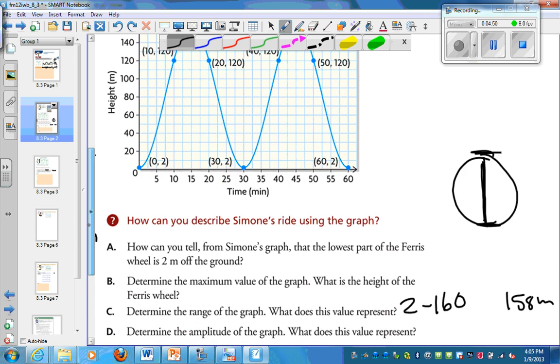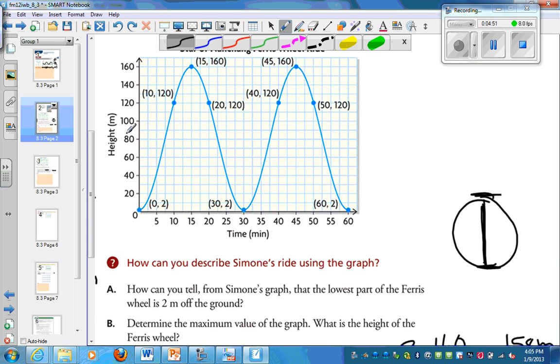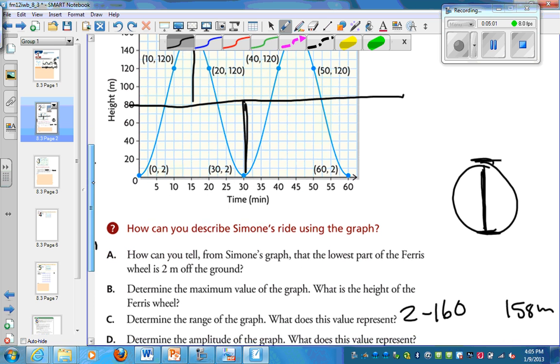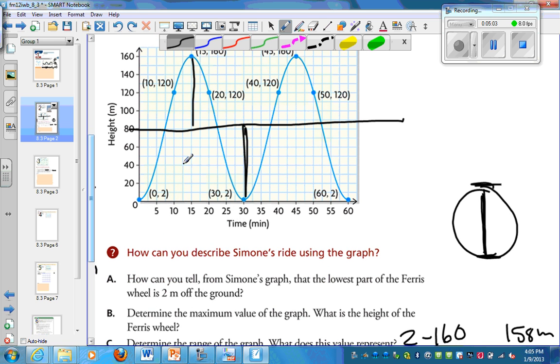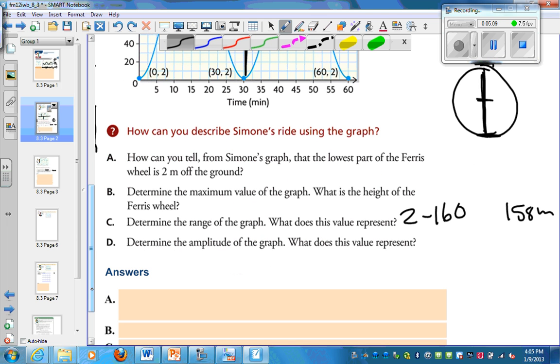Determine the amplitude. Now, amplitude was defined as if we took some midline, the amplitude is the distance either to the max or the min. And this is just a rough sketch. I'm not saying it's right in the middle. So in other words, that would be half of the range, or that radius. So if we just took 158 and divided that by 2, that would give us our amplitude. So our amplitude is 79 meters, and that's our radius.